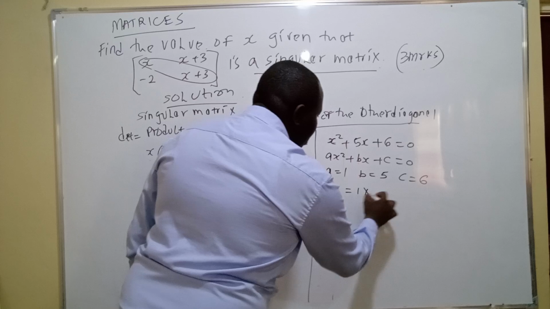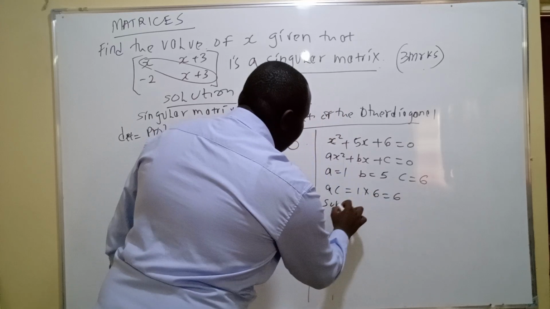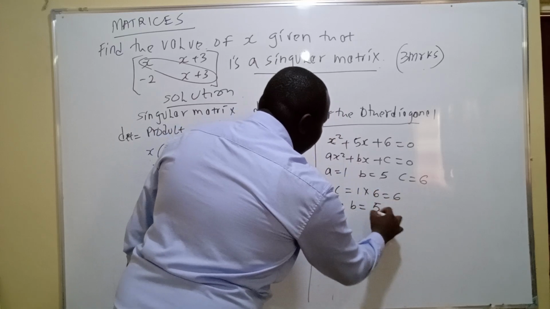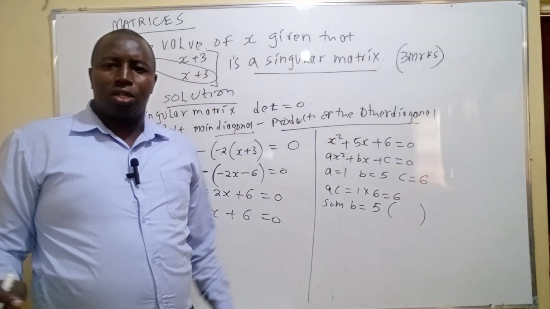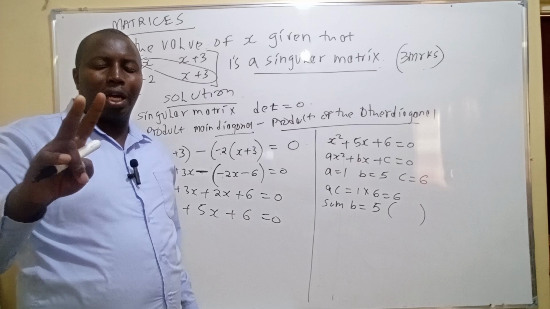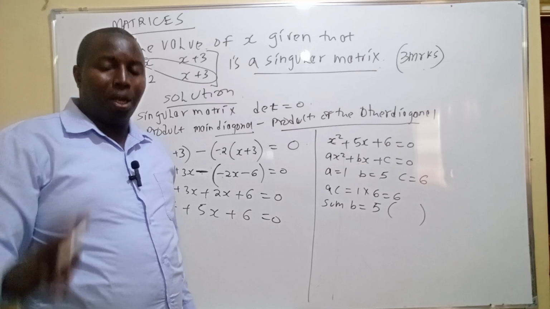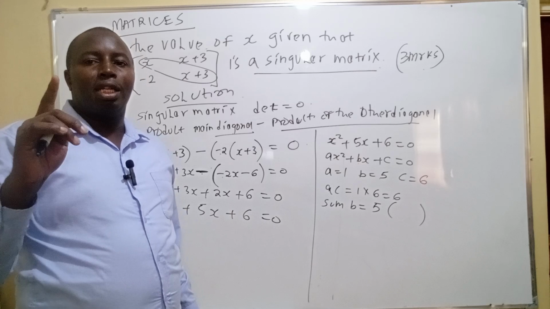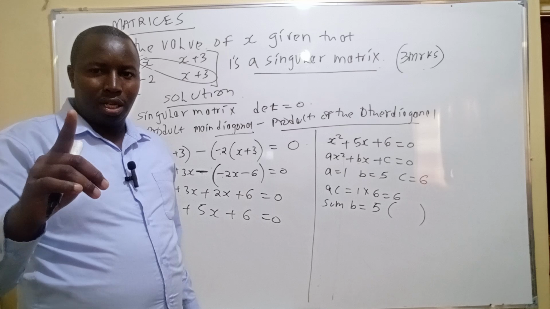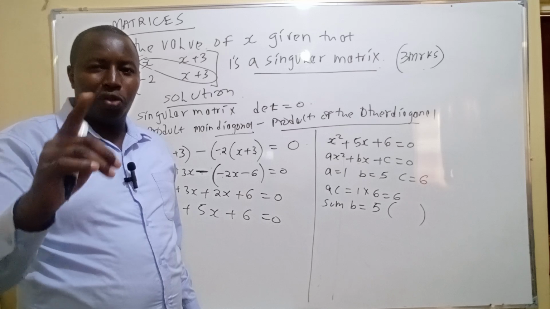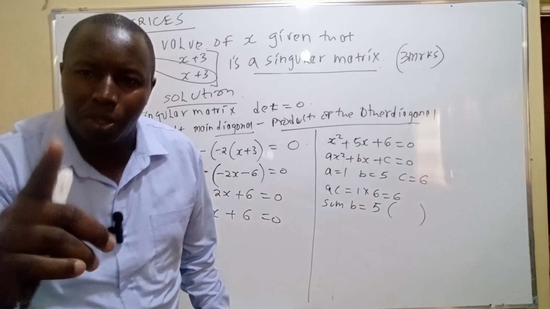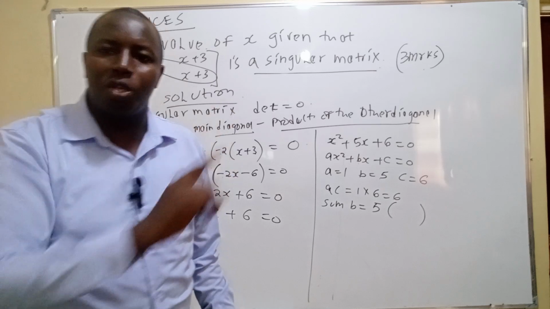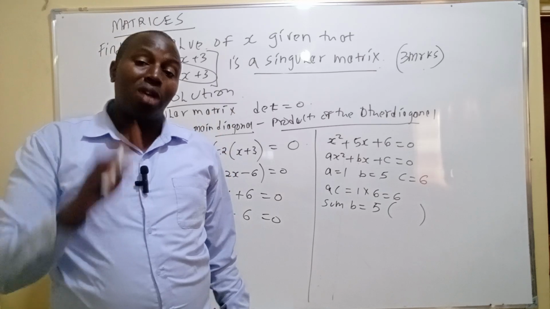AC product method: 1 times 6 is 6. The sum equals B, which is equal to 5. So you get two factors of 6. When you multiply the two numbers, you get 6, and when you add them, you get 5. Because the product is positive and the sum is positive, the two numbers must be positive.